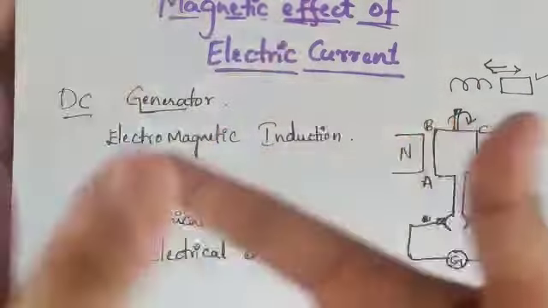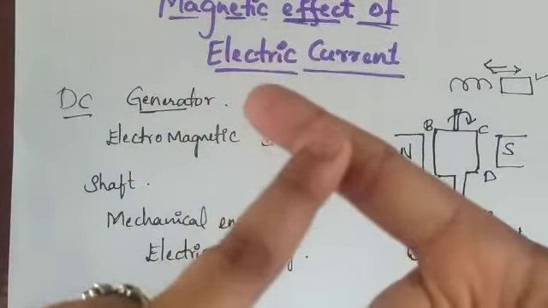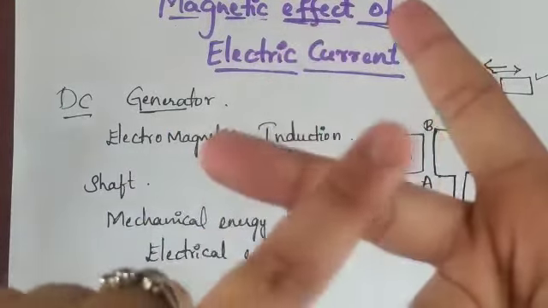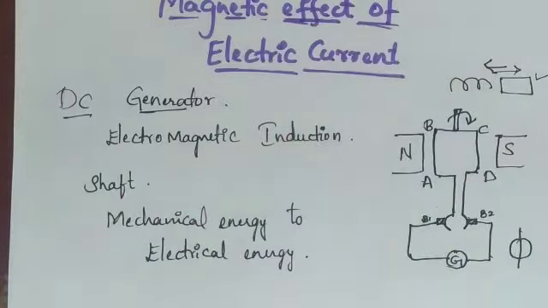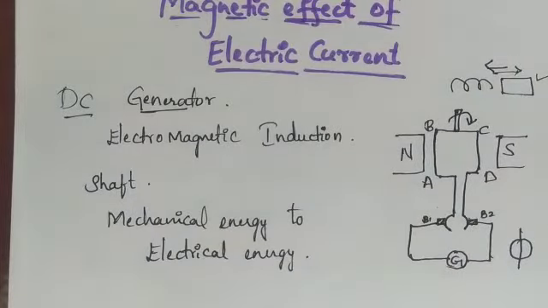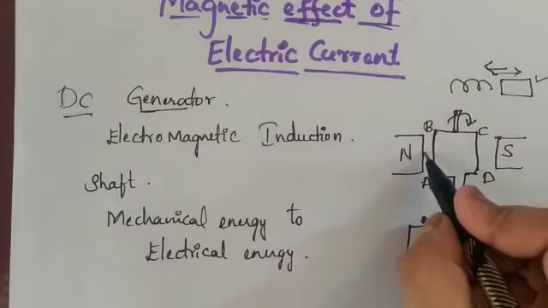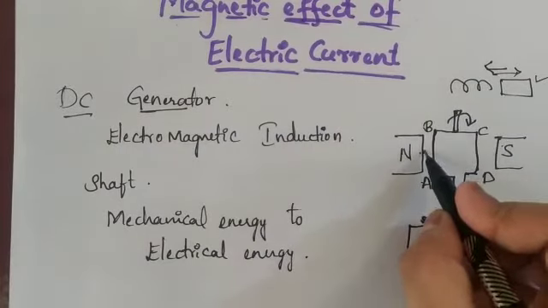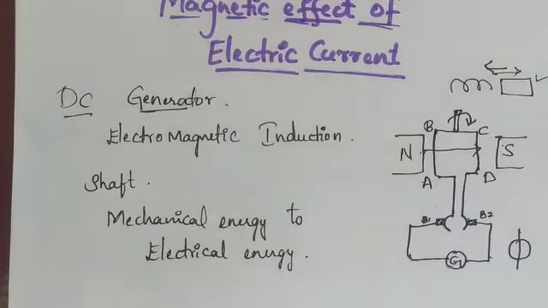This thumb represents the motion, this represents the magnetic field, and this represents the direction of current here. Since we know in which direction we are applying the force to the conductor, and the magnetic field will be from north to south, I can draw it like this. From north to south the magnetic field lines will move.